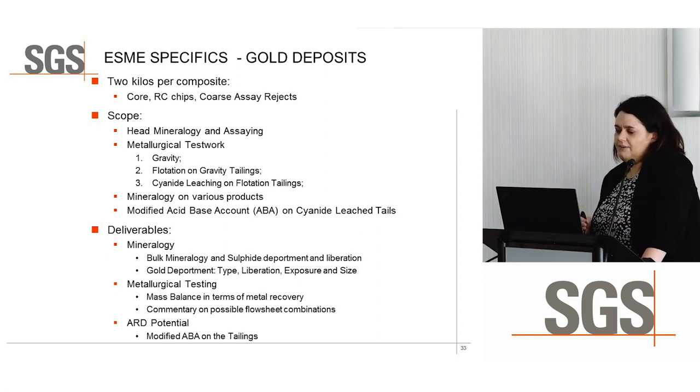Then we do the metallurgical test work. So for gold, we'll do a gravity. We'll put the 2 kilo sample through a Nelson concentrator. We'll get a concentrate and a tailing. We'll take that concentrate, we'll do some mineralogy and some head assays, or assaying, sorry. And then we'll take the tailing and we'll float it. Then we also obviously produce a con and a tail. We'll take assays and mineralogy of the concentrate.